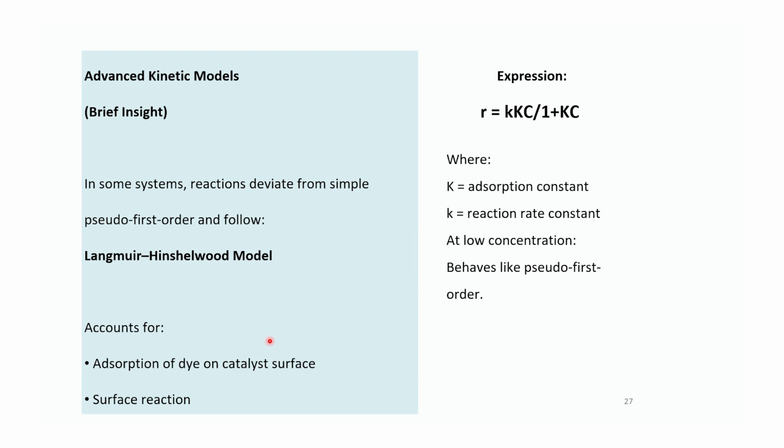So what you are assuming is that your dye is not just floating in the solution; the adsorption is happening on the catalyst surface. When you are considering your rate of reaction, you are assuming only that portion of the dye that is adsorbed on the catalytic surface. So you are not considering the dye that is in water, you are considering the dye that is on the catalyst surface. So now you are following the Langmuir-Hinshelwood model.